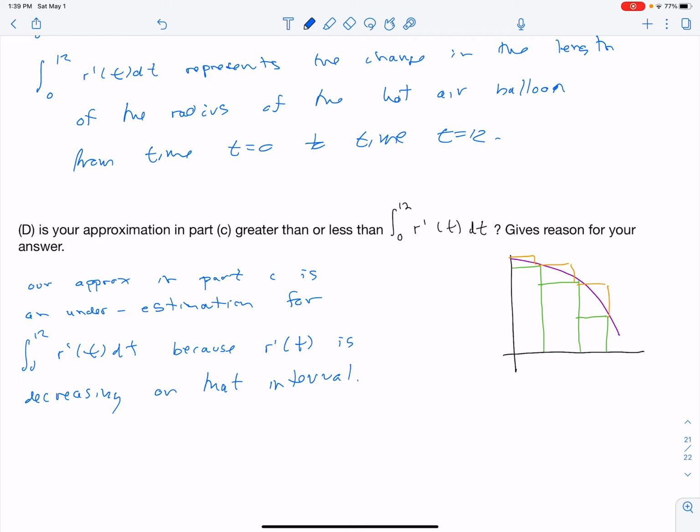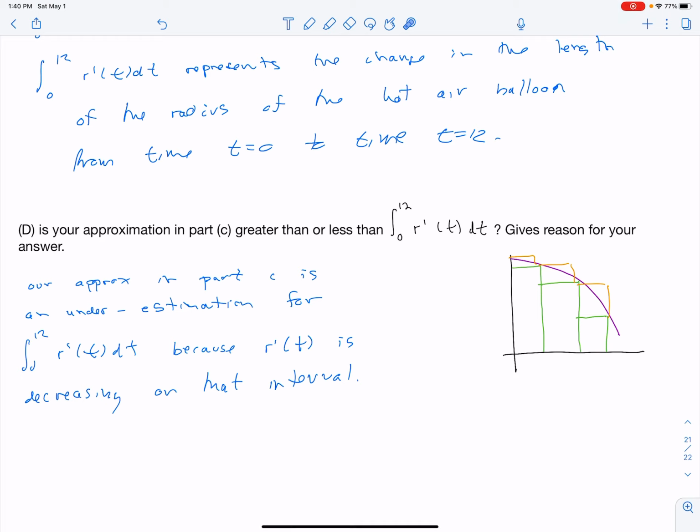Notice what I'm saying. When I talk about r prime decreasing, by using the word decreasing, I'm looking at the second derivative, and the second derivative is going down. So I'm saying r prime is decreasing. If you think about it, that means all the slopes of our tangent lines are negative. And because this is decreasing, that implies our approximation would be an underestimation.